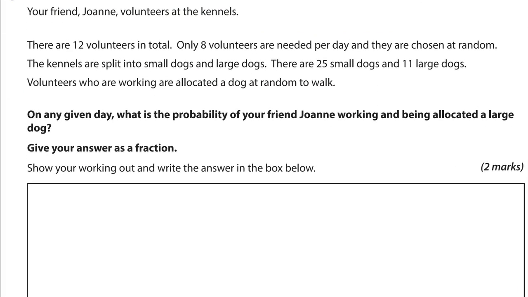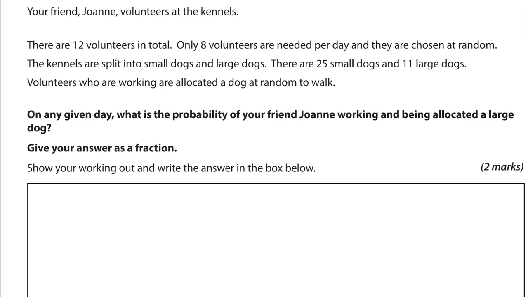Your friend Joanne volunteers at the kennels. There are 12 volunteers in total. Only 8 volunteers are needed per day, and they are chosen at random. The kennels are split into small dogs and large dogs. There are 25 small dogs and 11 large dogs. Volunteers who are working are allocated a dog at random to walk. On any given day, what is the probability of your friend Joanne working and being allocated a large dog? Give your answer as a fraction. Show your working out and write the answer in the box below.